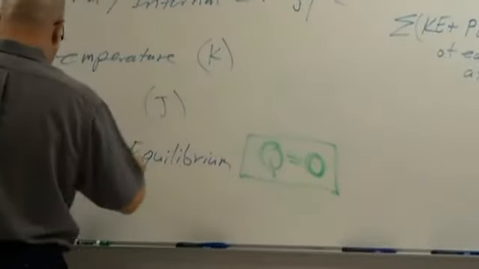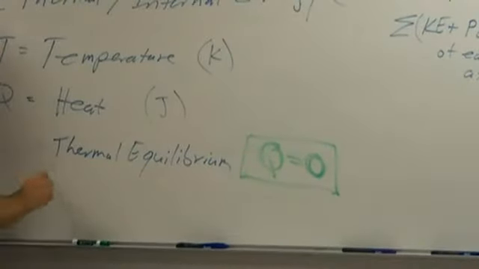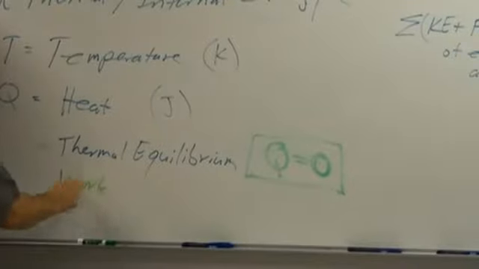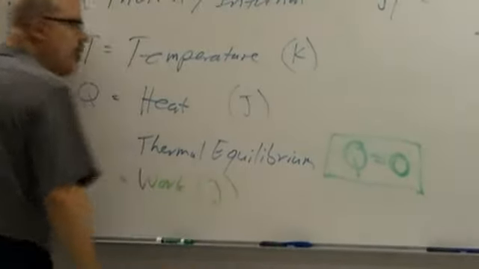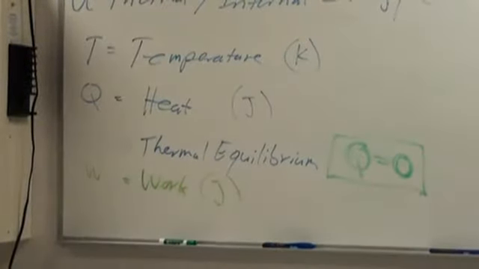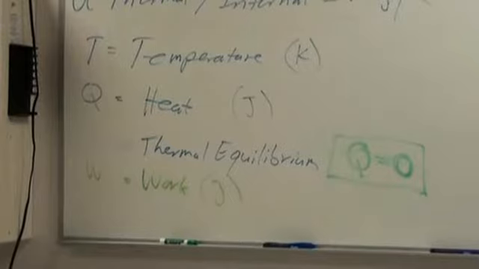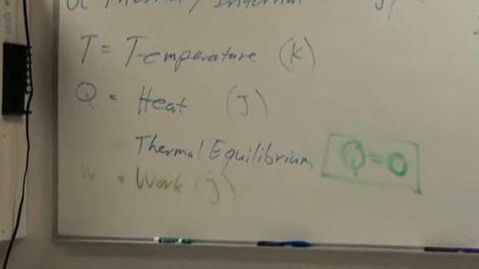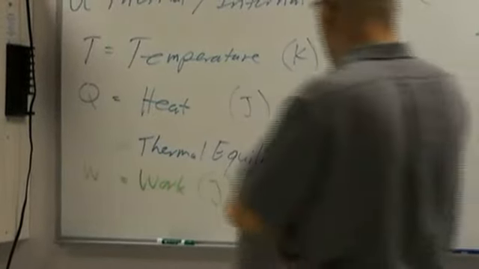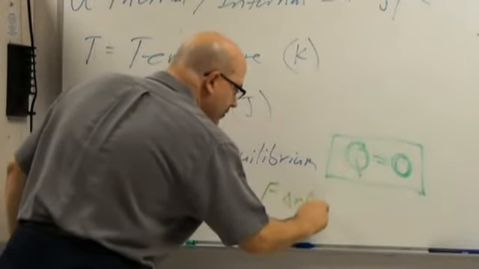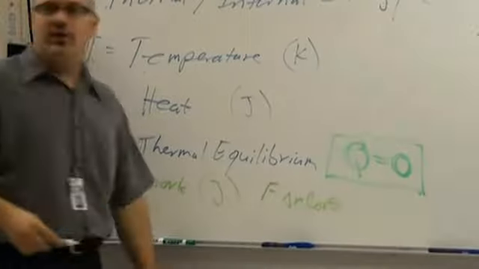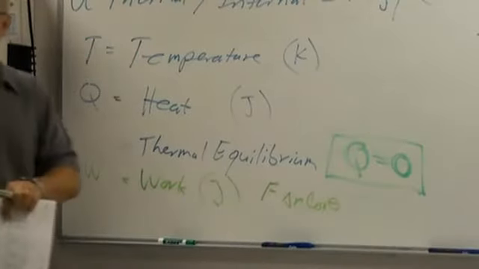All right, and our last thing is work, which is W, has units of joules. And we've already talked about work already. Work is the transfer of energy from one system to another. And remember that work equals F delta R cosine theta. But it's the transfer of energy from one place to another place.